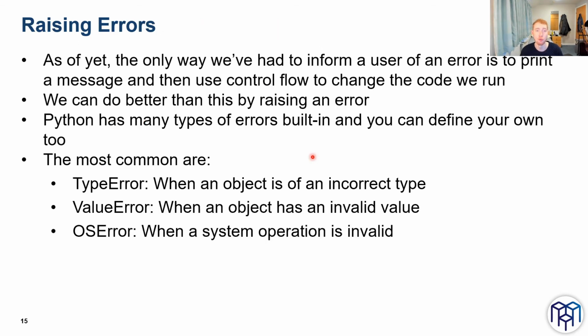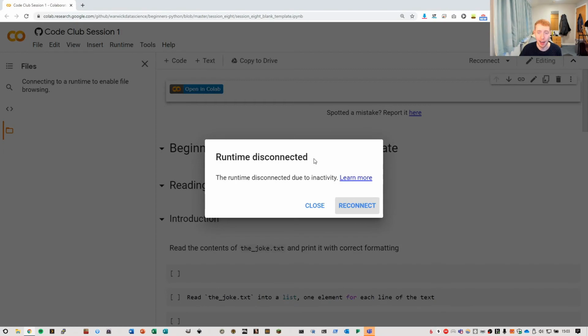Okay, so we're now going to have a look at raising errors. So far, the only way we've had to tell a user that there's an error is to give them some sort of message and then use control flow, so ifs and elses, to change the way our code runs. And so this is an okay method, but it's not the most formal and it's not the most robust. Instead, what we'd like to do is, if an issue arises, stop everything. Rather than having to figure out how our code should flow, if there's a serious issue, everything should stop. And this is the sort of behavior that Python has.